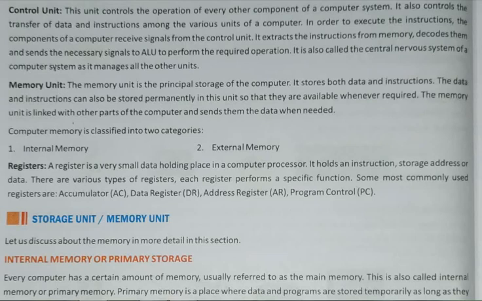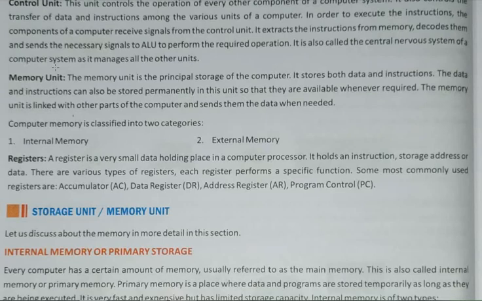Now registers. A register is a very small data holding place in a computer processor, a transistor kind of thing. When you are able to see the microprocessor, the circuit of the CPU, then you will be able to recognize what transistors and registers are. For now, you can only understand that it helps us in holding small data. It is a storage kind of thing.